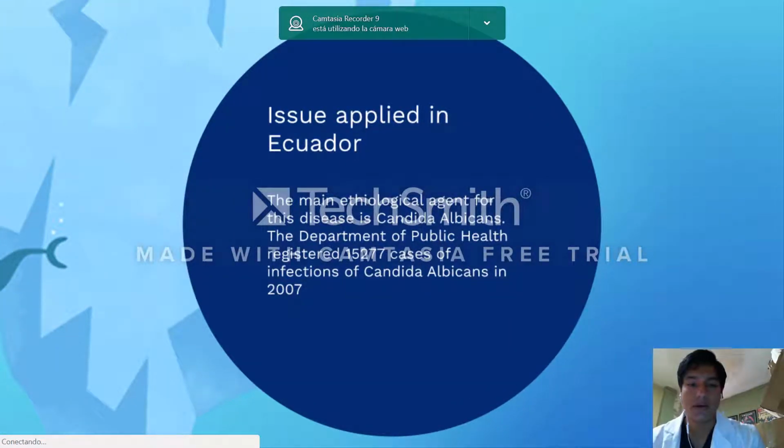The main etiological agent for this disease is Candida albicans. The Department of Public Health registered 15,277 cases of infections of Candida albicans in 2007 in Ecuador.